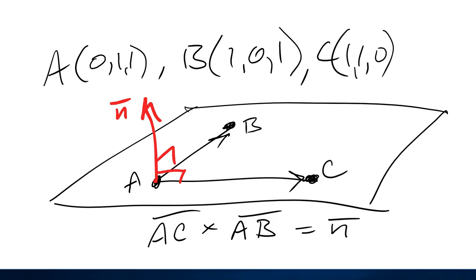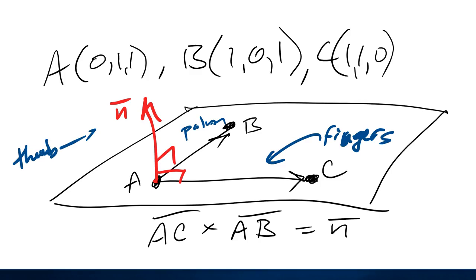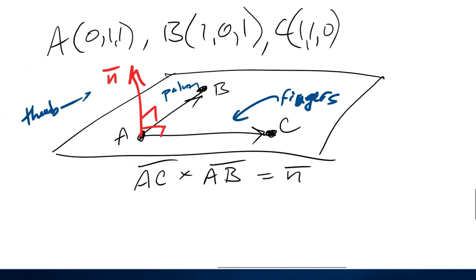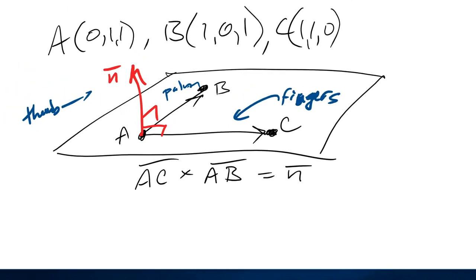You have your fingers on AC, and your palm on AB. And when you cross on your right hand, your fingers to your palm, your thumb points in the direction of N. So it's in the proper direction. Technically, it doesn't matter which way you cross them. If N goes below, you'll still get the same answer. Don't make a habit of doing that, though, because sometimes it does matter with different types of problems.